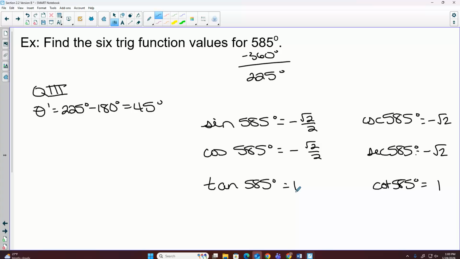So we're not learning a bunch of other values, we're not memorizing a ton of angles. We have our 5 basic angles, and everything else just comes from those. All we're looking at is whether it's going to be positive or negative based on our quadrant. Questions there?